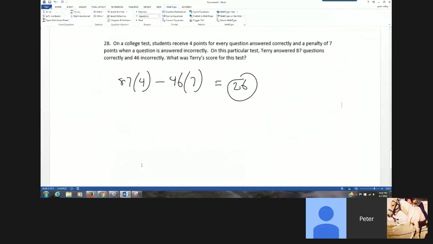Okay, so 28 says on a college test, students receive 4 points for each question answered correctly, and a penalty of 7 points when the question is answered incorrectly. On this particular test, Terry answered 87 questions correctly and 46 incorrectly. What was Terry's score? So if you got 87 right, then I'm going to take the 87 times 4, and I'm going to subtract the number wrong, so it's 46 times 7. And I just type that in the calculator, and that gives them a score of 26 points.